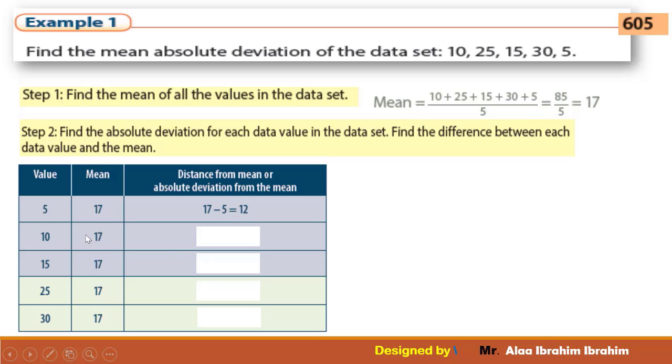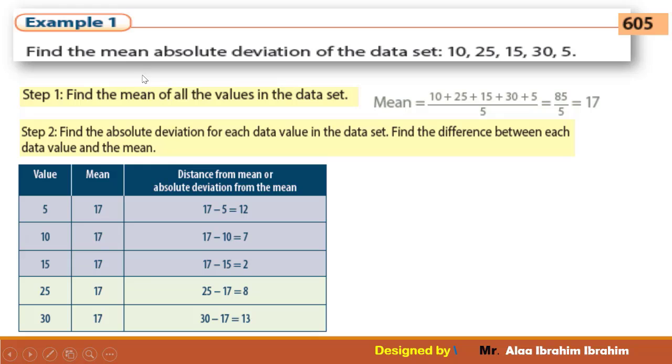So we start with the biggest minus the smallest; any place doesn't matter. 17 minus 10 is 7. 17 minus 15 is 2. Now I start with the biggest: 25 minus 17 is 8. And 30 minus 17 equals 13. So all these values are your absolute deviations here: 12, 7.